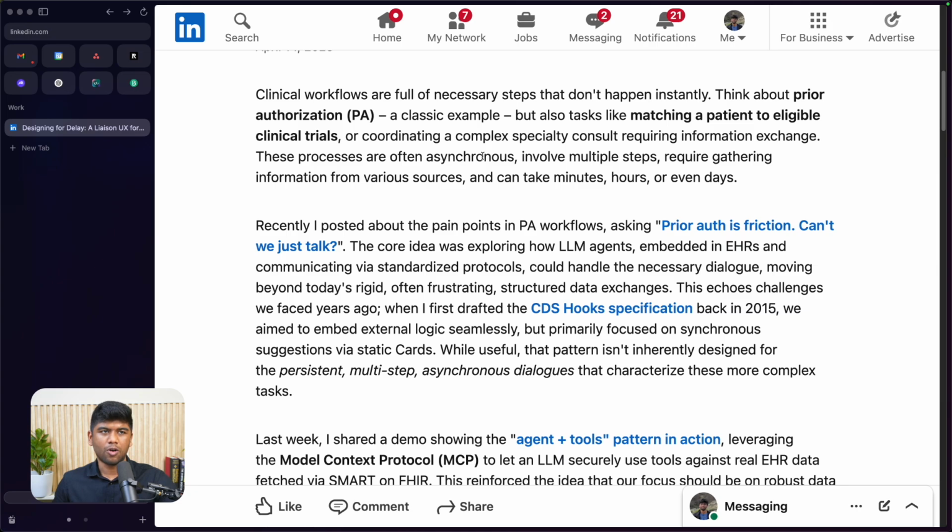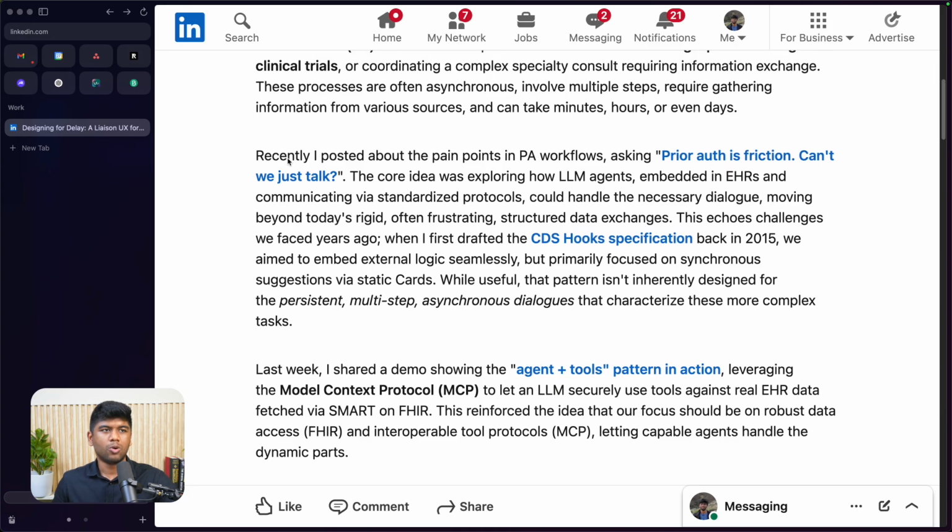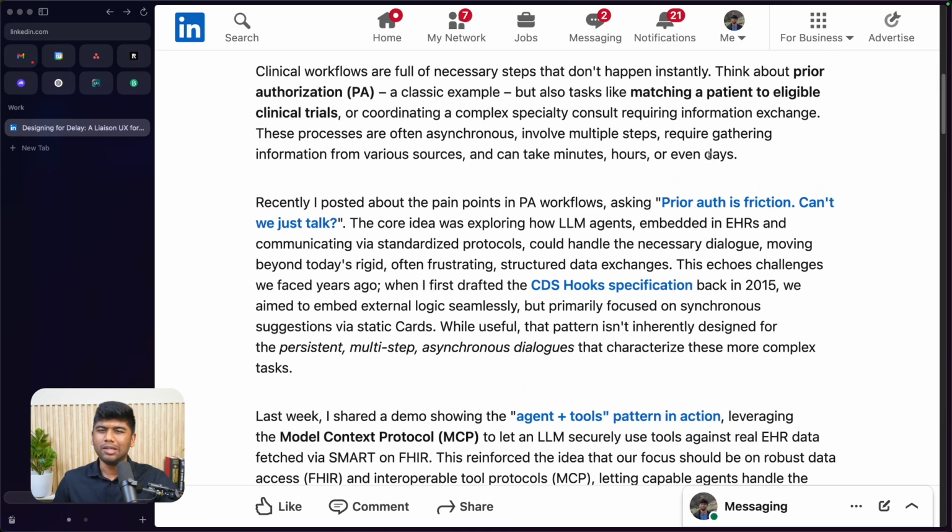These processes are often asynchronous, involve multiple steps and require gathering information from various sources. It can take minutes, hours, or even days. All right. Some even take weeks. If you are really seriously considering matching a clinical trial, it's sometimes even months.